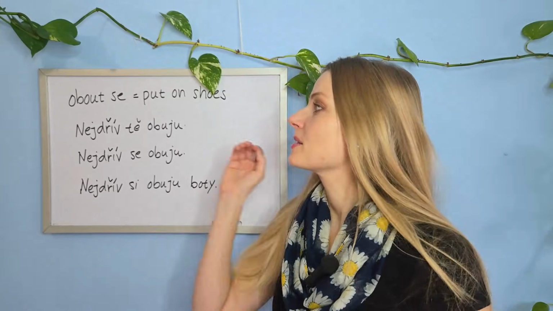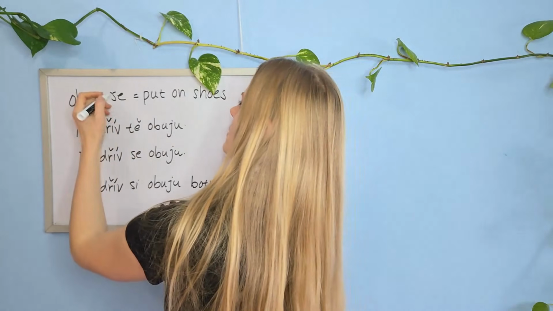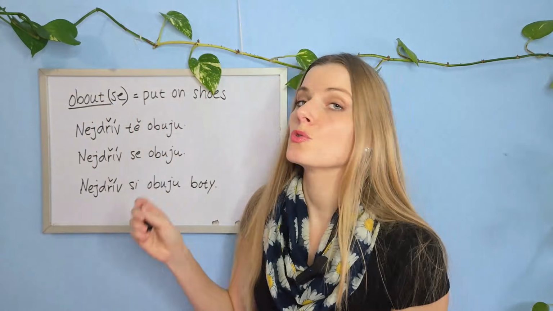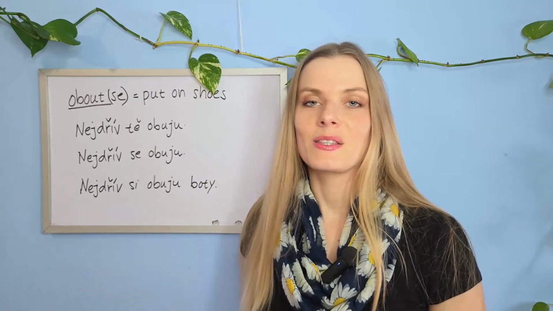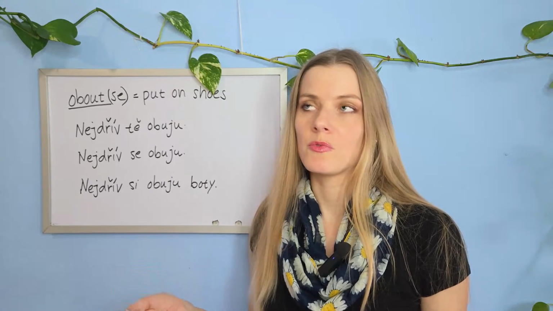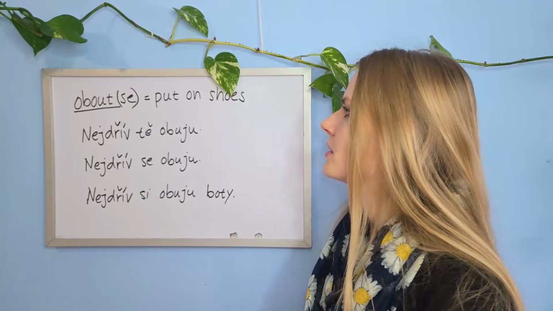I could not resist this specific Czech verb, obout se. Sorry, actually, this was obout or obout se, obout si, which means to put on shoes. A specific verb for putting on shoes. We also have a specific verb for taking off shoes, but we can leave it for some other time.